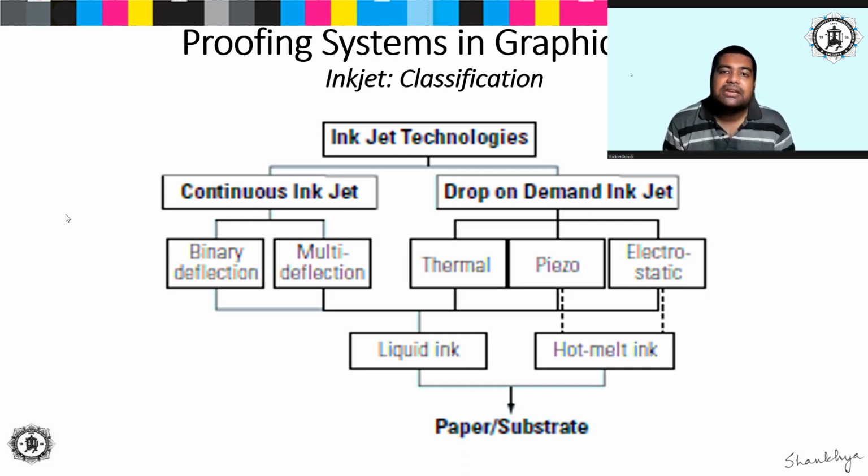system. But in the drop on demand system, wherever there is a requirement for a drop of ink, a drop will be squeezed out using some mechanism. It may be thermal, it may be piezo, it may be electrostatic in nature. So this is fundamentally different from continuous inkjet in the sense that individual drops of ink are used for formation of the image. However, in continuous inkjet, you have a continuous stream of ink which may be deflected depending upon the image and non-image information.